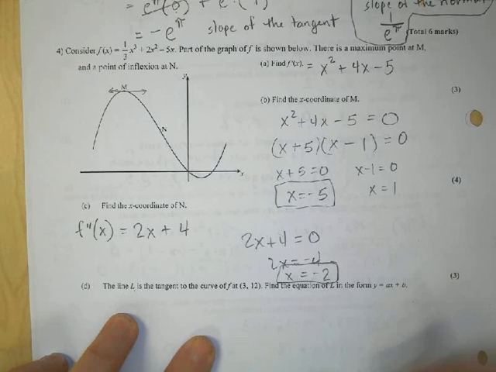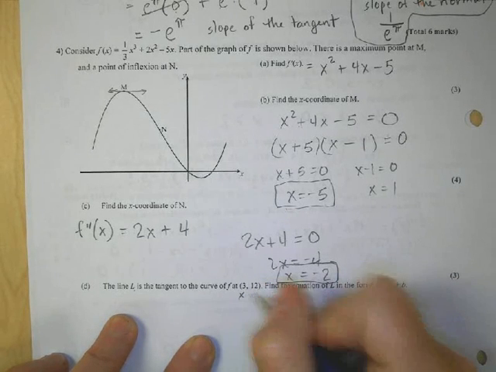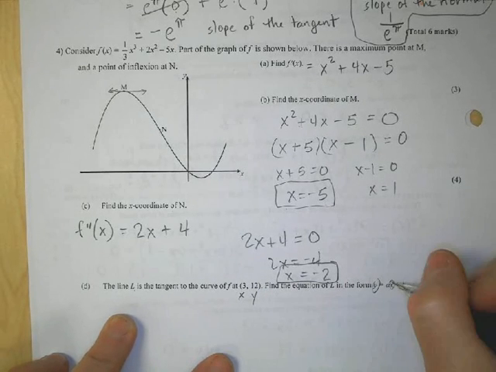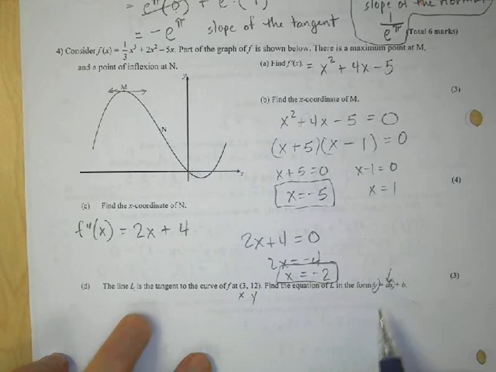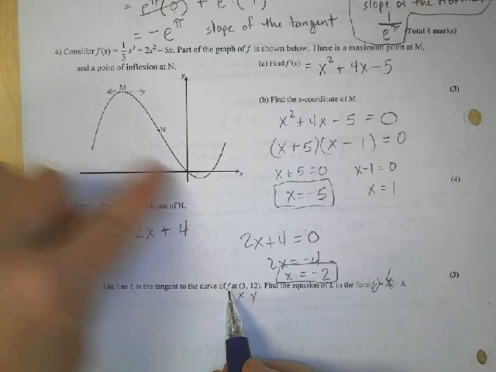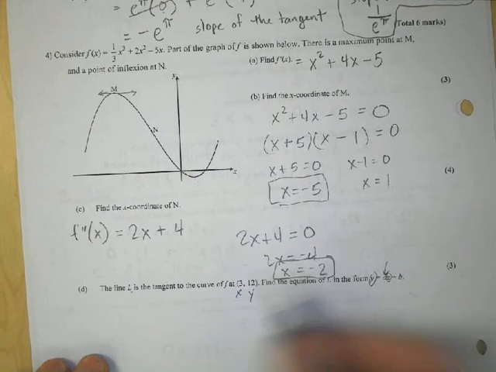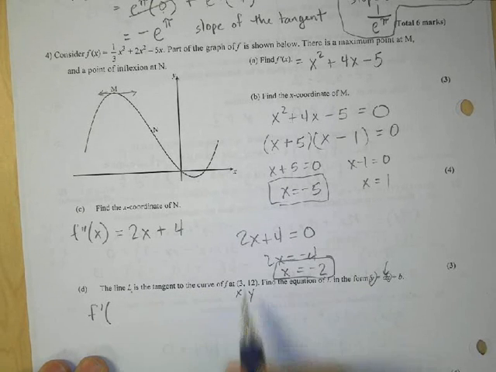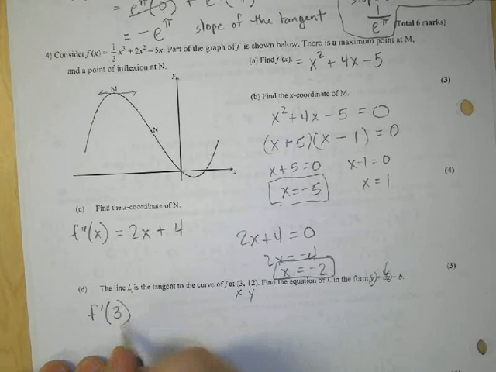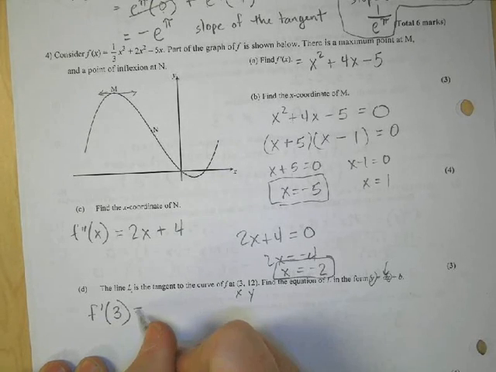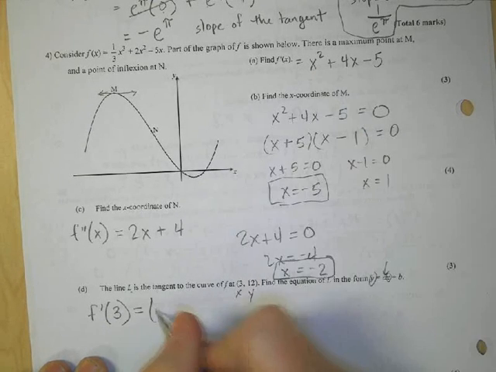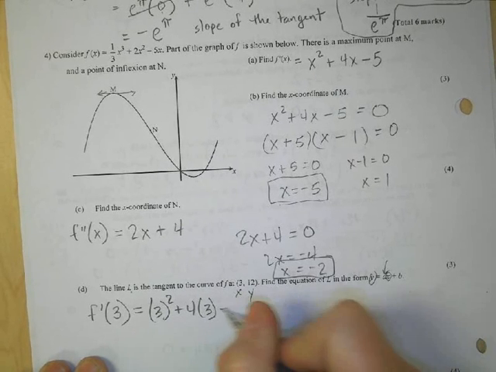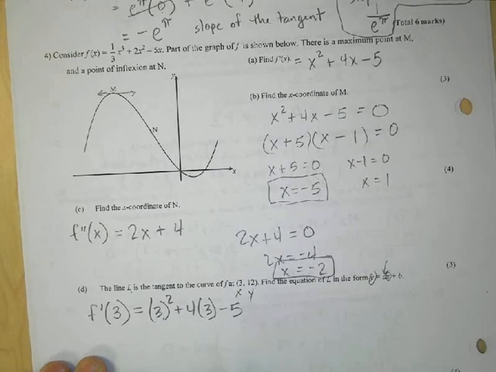Okay, so I have a point, so this is my x and this is my y. I have my x and I have my y. So what am I missing? I'm missing the slope. If this is tangent to the curve f, then I can find the slope by using the first derivative. So I'm going to find f prime of 3. What is the slope when x is 3? So I'm going to plug in 3 for my x's into my gradient function, my derivative. That will get me my slope.